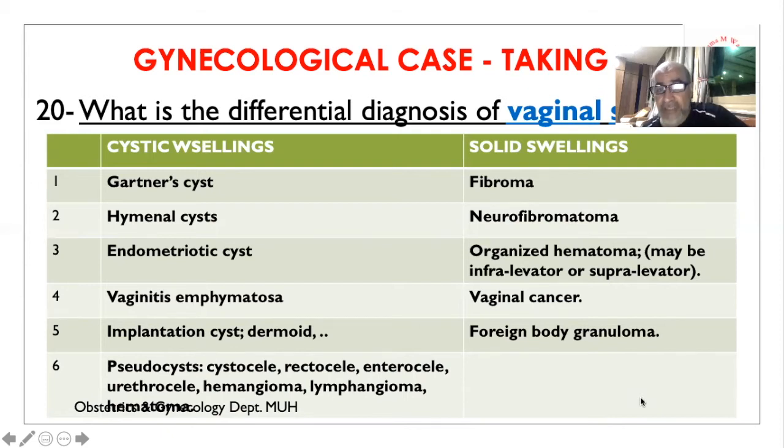Solid vaginal swellings may include vaginal fibroma, which is rare, neurofibroma, organized hematoma, vaginal cancer of old age, foreign body granuloma. These are the differential diagnoses of vaginal swellings.